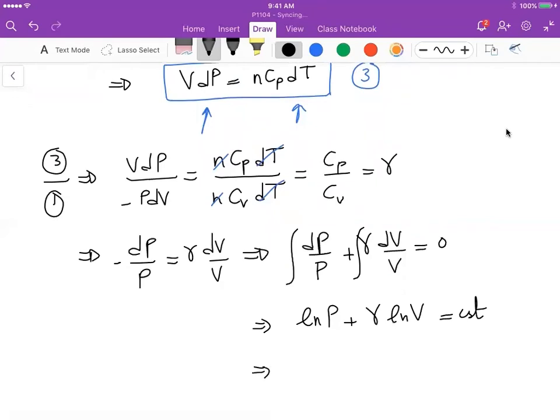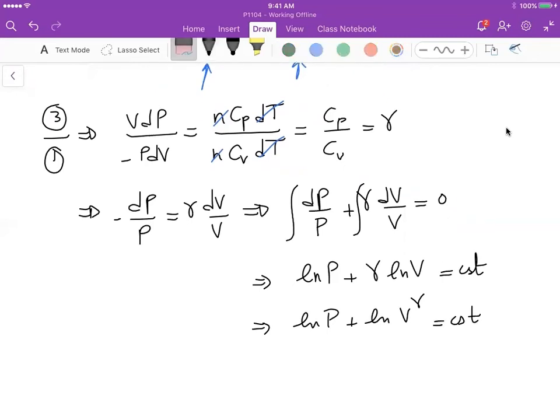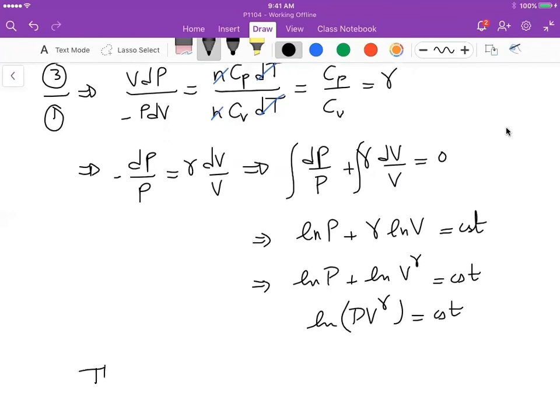So we can put gamma as the power inside the logarithm, so it becomes ln P plus ln V to the power gamma is equal to a constant. And we know that the sum of the ln of two variables is the ln of their product. So ln of P V to the power gamma is equal to a constant. And so from here we can deduce that the product P times V to the power gamma is equal to a constant.